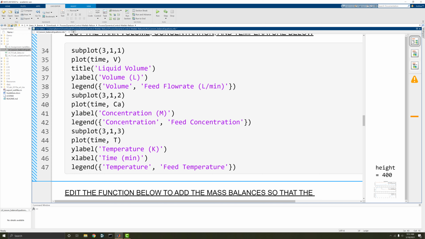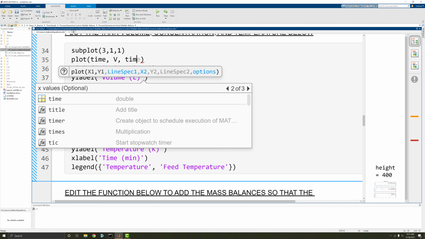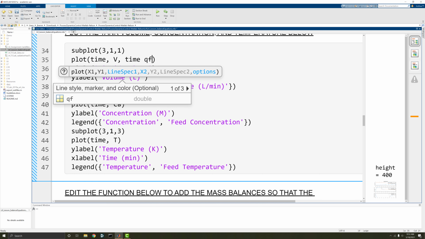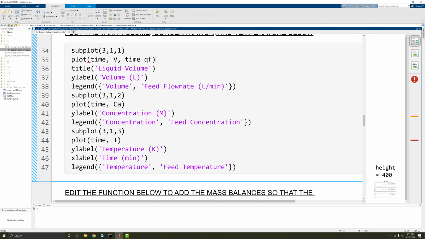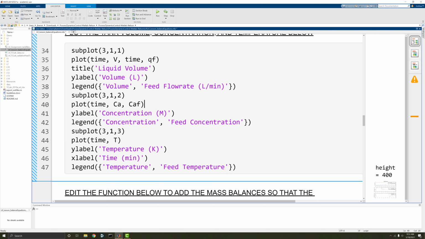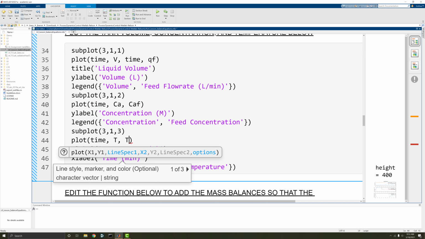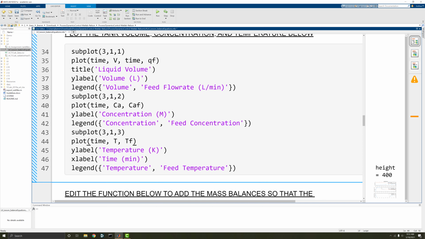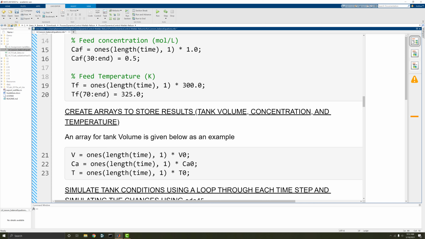And it looks like we have multiple things coming in. So we have volume and also feed flow rate. So I'm going to do plot. And actually we can just do 2 at the same time. So we're going to go time and QF. That's the fluid flow rate. Here we have concentration and feed concentration, so I'll do CA and CAF. And temperature and feed temperature, so temperature and feed temperature. Let's go ahead now and run our code, see how that does, and discuss any results that we have.